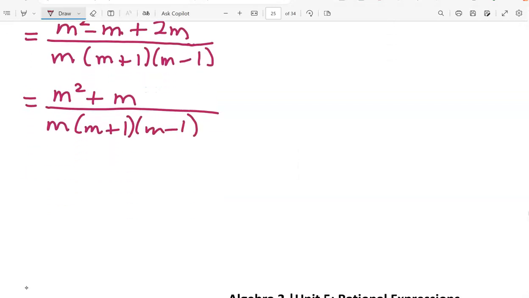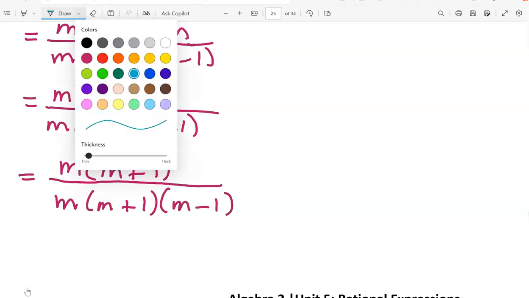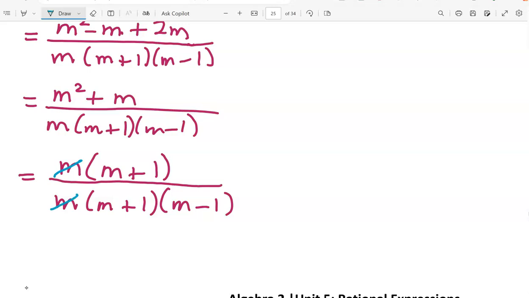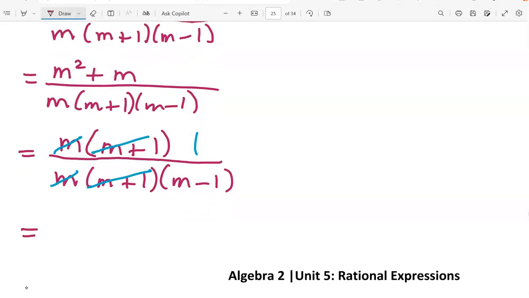And then the numerator can be factored by taking a common factor of m, and that leaves us with another factor of m plus 1. So now we have m times m plus 1 times m minus 1, which means that common factors of m and m plus 1 can divide out, which will leave us with a 1 in the numerator. So the end result here is 1 divided by m minus 1.